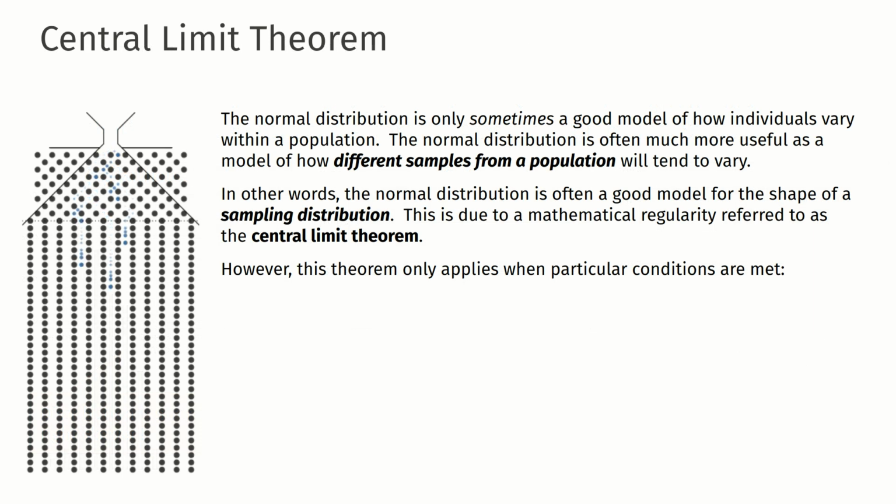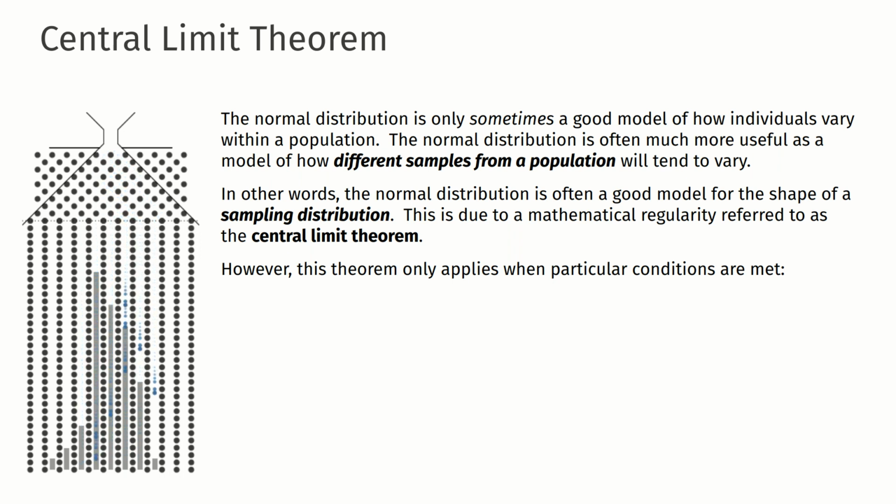I bring that up because, as I mentioned, the normal distribution is a model, it's an approximation, and it's not always going to be a good one. Only sometimes will the normal distribution be a good model of how individuals vary within a population. That said, the normal distribution is often, and we'll see shockingly often, more useful as a model of how different samples from a population will tend to vary.